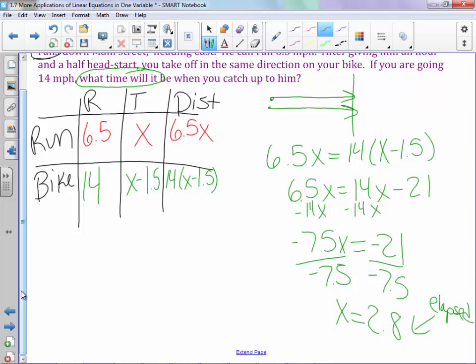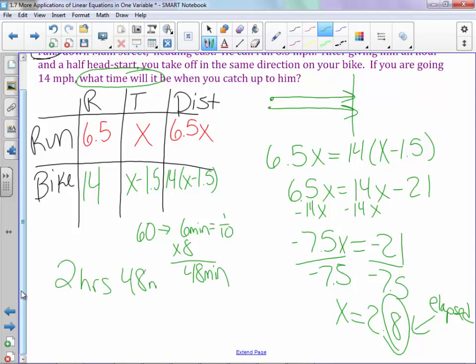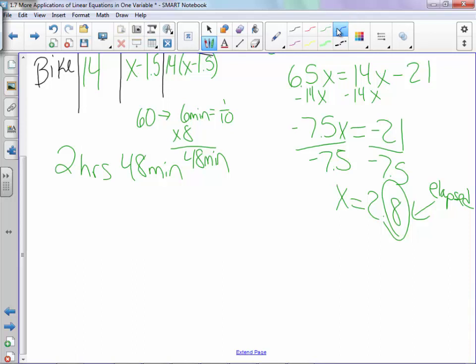First off, we've got to figure out what that 0.8 of an hour is. So 0.8 of an hour. We need to figure out what 60 minutes is. A tenth of 60 minutes is 6 minutes. But we need 8 of these. So that gives us 48 minutes. So we know the total time elapsed was 2 hours and 48 minutes from when the first person started, because that's what our x was. So then if we left at 10, after 2 hours and 48 minutes, it's going to be 12:48 p.m.